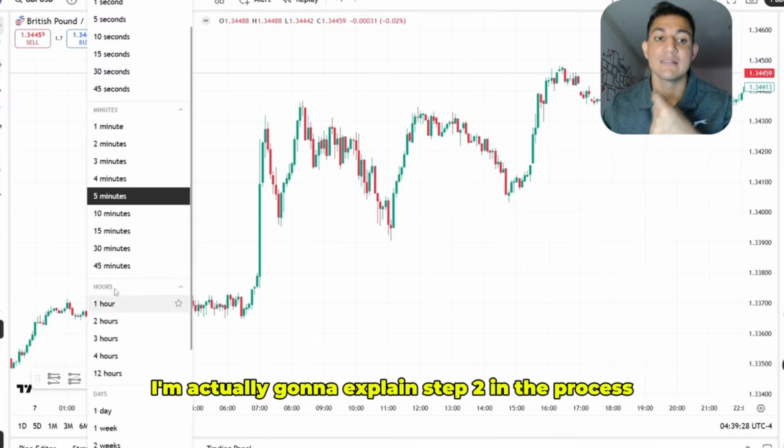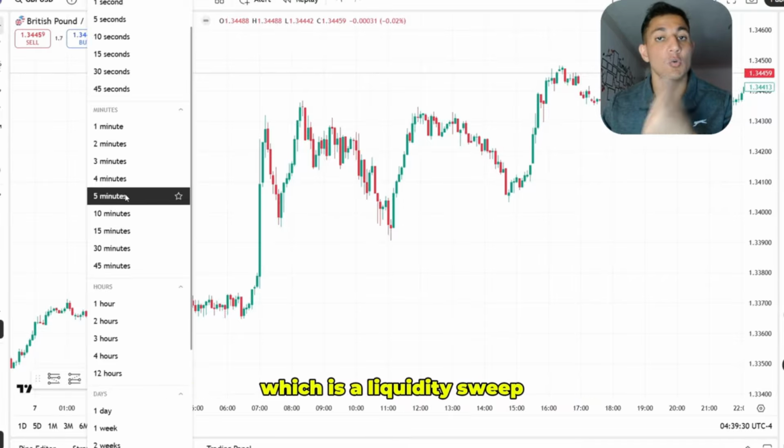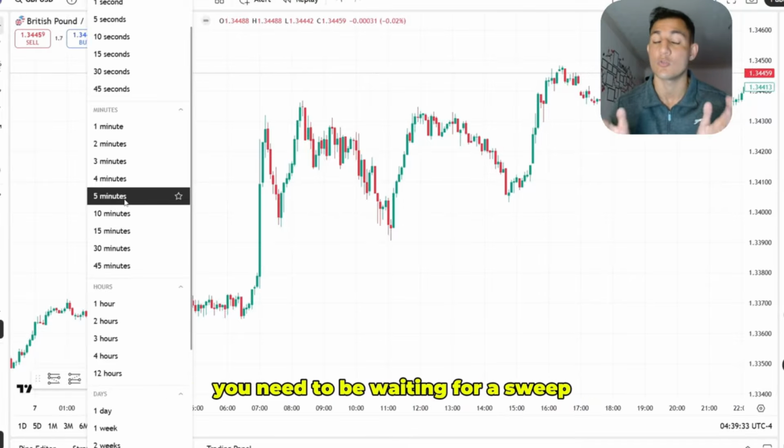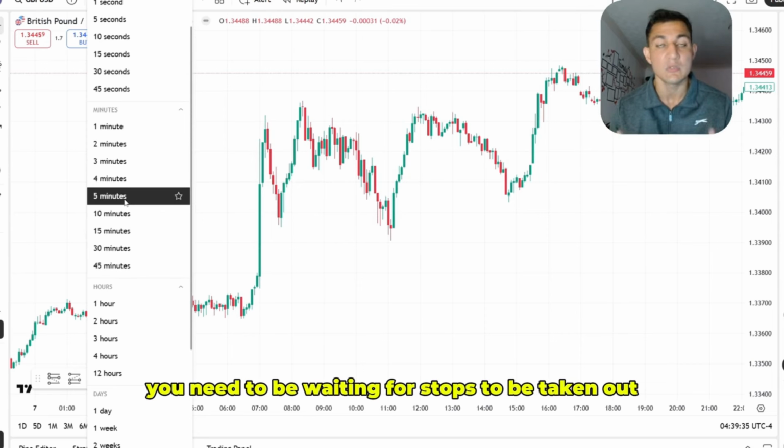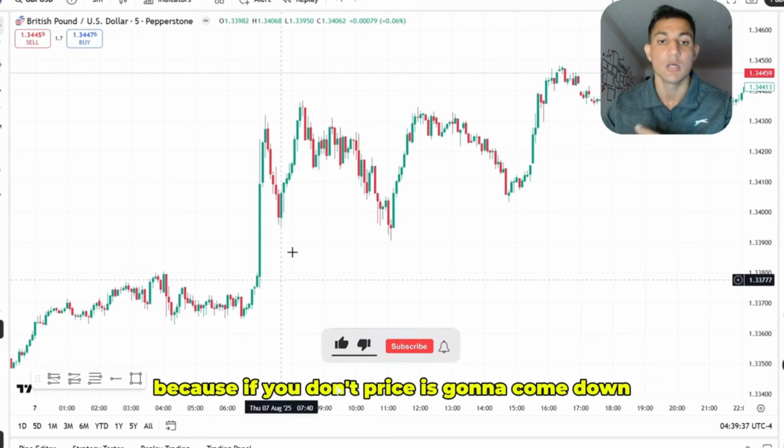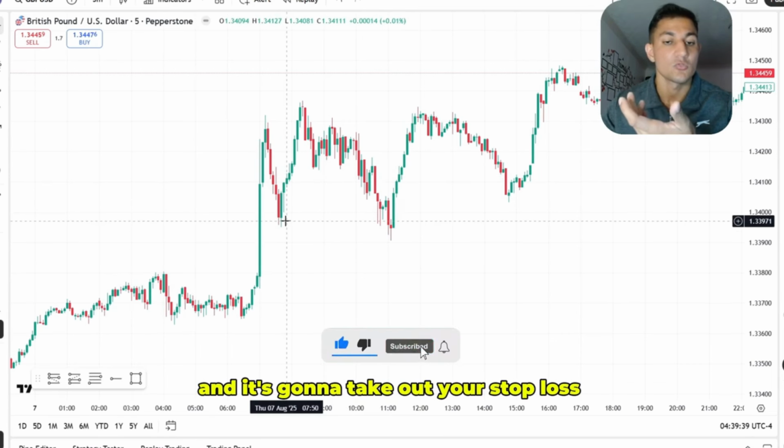I'm actually going to explain step 2 in the process, which is a liquidity sweep. Before you enter your trade, you need to be waiting for a sweep. You need to be waiting for stops to be taken out, because if you don't, price is going to come down and it's going to take out your stop loss.